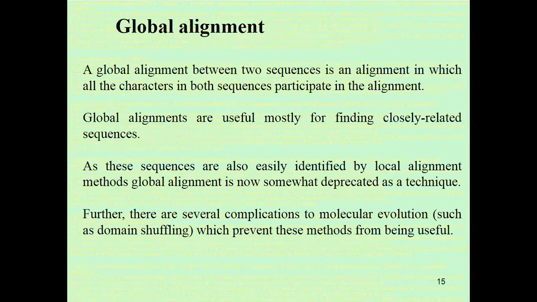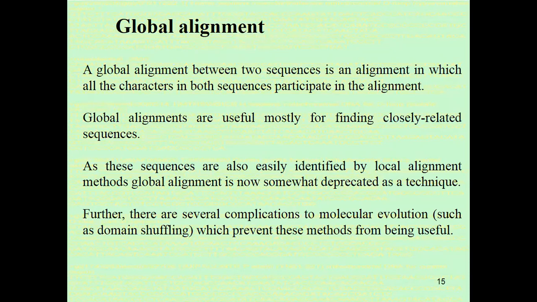A global alignment between two sequences is an alignment in which all the characters in both sequences participate. Global alignments are useful mostly for finding closely related sequences. All these sequences are also easily identified by local alignment methods. Global alignment is now somewhat deprecated as a technique.